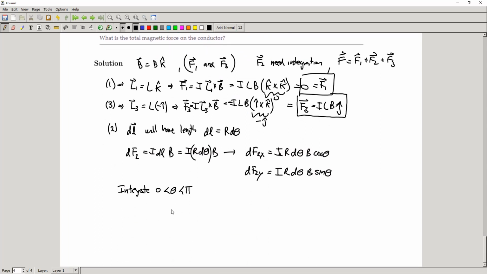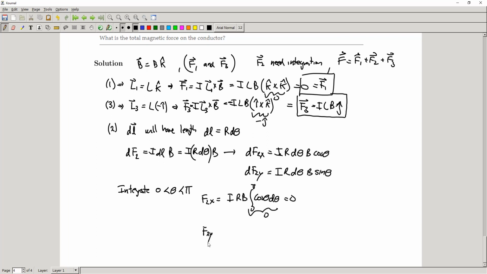And if we do those, we're going to end up with an F2x, which is going to be equal to I R B times the integral from 0 to pi of cos theta d theta. And what am I doing here? I've just taken this expression and factored out everything that doesn't get hit by the integral sign. So I R B and then cos theta d theta is all that's left in there. If we do this integral from 0 to pi, we're going to see that by symmetry this integral is actually 0. And so we get no contribution in the x direction, which is exactly what we expect because of that cancellation from left and right, right?